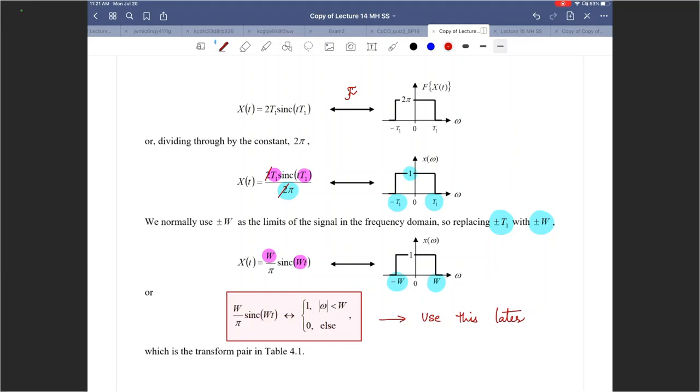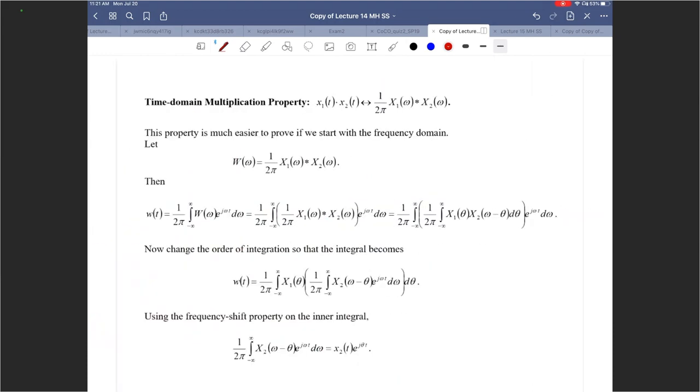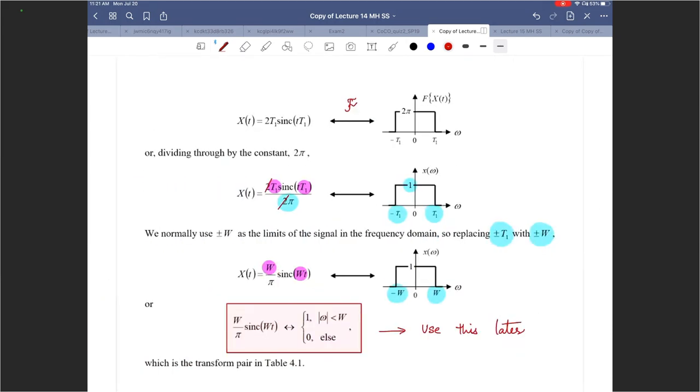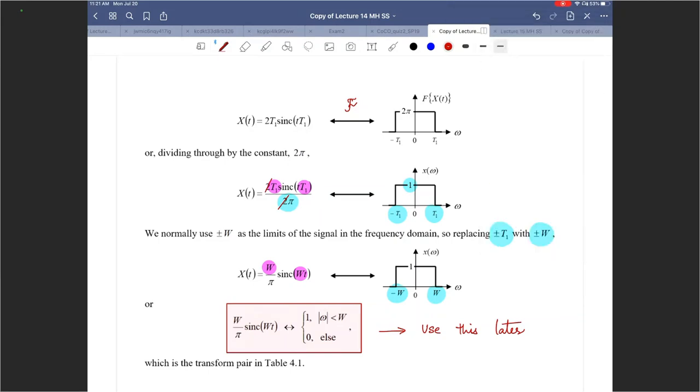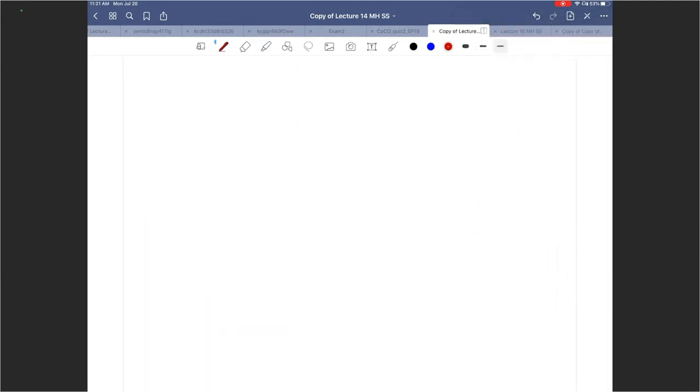All right. Now let's do something a little bit different. Before we go into the time multiplication property, let us try to do something different here. Let us try to have two columns. Let's say we have time here and frequency here. And I'll just put a column in the middle.